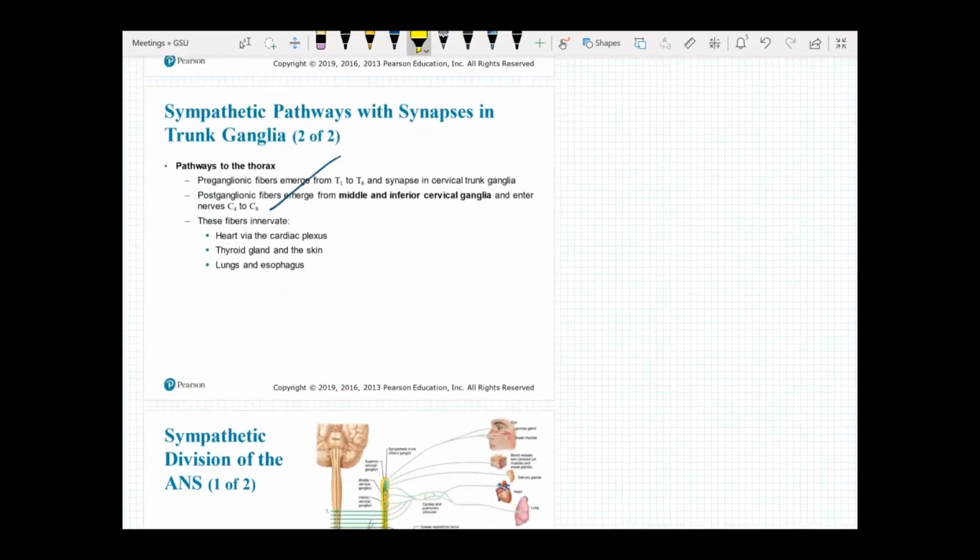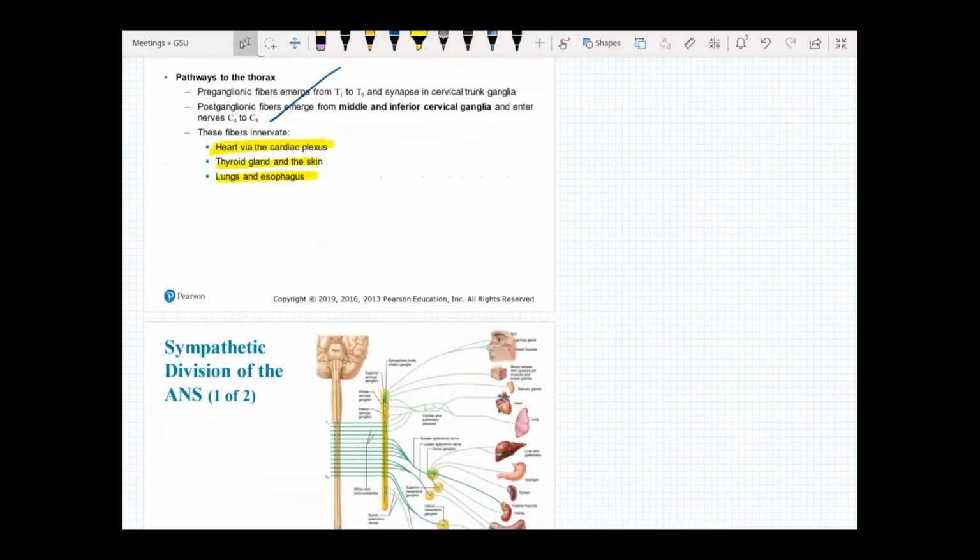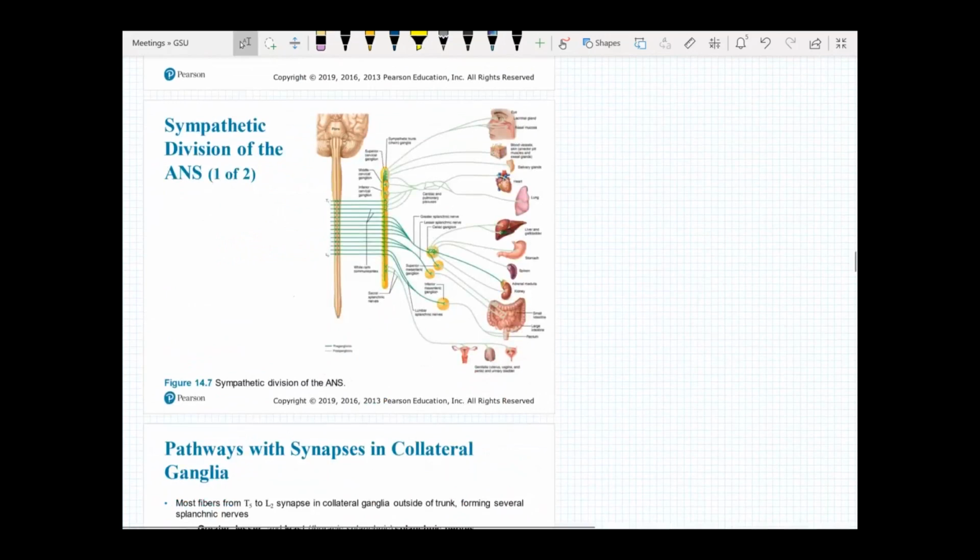These sympathetic pathways will also innervate the heart through the cardiac plexus. They'll innervate the thyroid gland, and then they'll also innervate the lungs and esophagus. So very similar to the parasympathetic, but they just will have a different output. So you can see these here, just the specific branches. We're not going to talk about how they branch here. You guys don't need to focus on that piece.